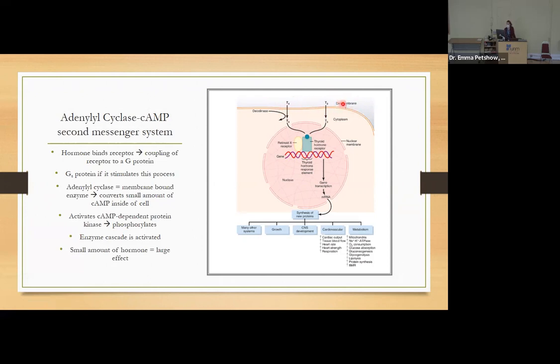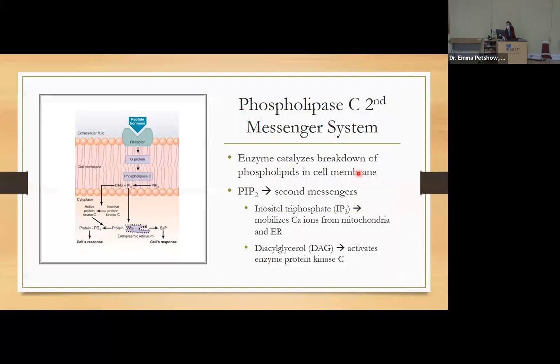Cell membrane here. Our hormone is going to bind to the receptor. It's going to couple that receptor to the G protein. Oh, this is an example of this, but this isn't my cAMP one. This is my previous one. Here, let me go forward. There we go. This is my cAMP.